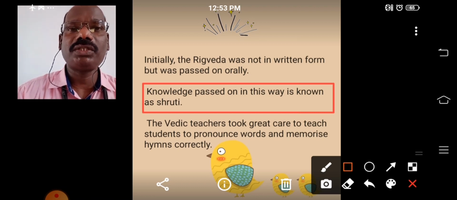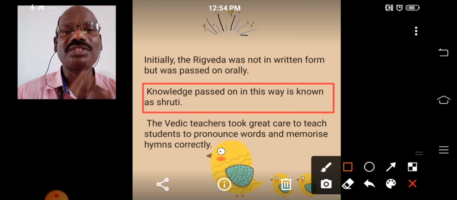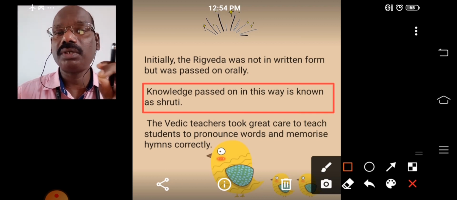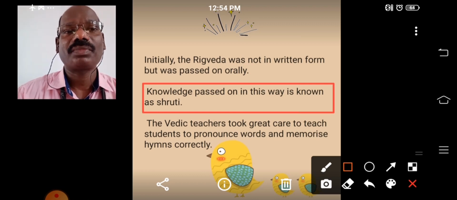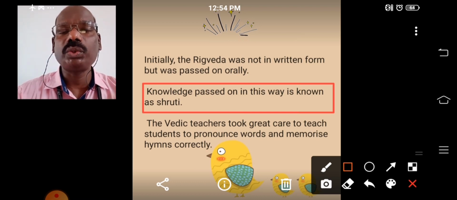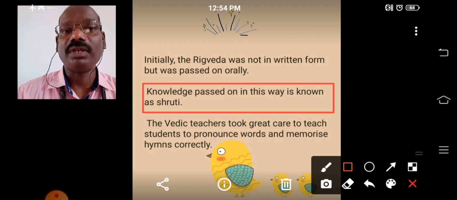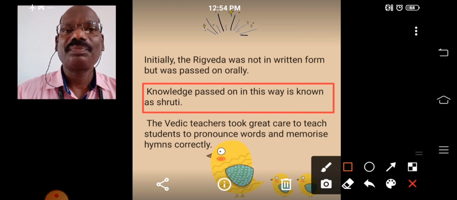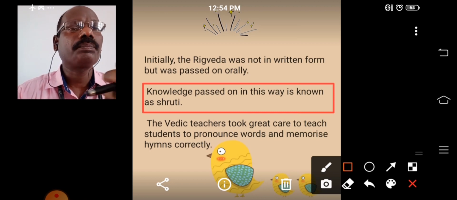Okay, then the Vedic teachers, during the Vedic age, what did the teachers do? The teachers took great care to teach students how to pronounce the words. They gave great importance to how to pronounce the words and memorize the hymns correctly. So the teachers taught the students how to pronounce each word, and the students memorized each hymn very thoroughly, and that student orally passed those things to the next one. Like that, for ages, the Rigveda was passed from one person to another.